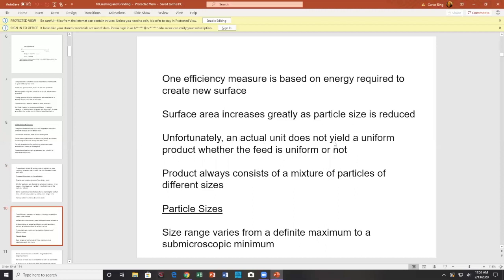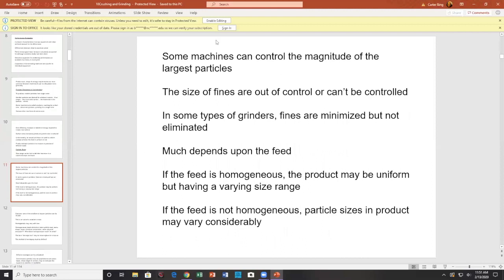The actual unit does not yield a uniform product, whether the feed is uniform or not. Usually the product consists of a mixture of particles of different sizes. Size range varies from a definite maximum to a sub-micron, microscopic minimum. Some machines can control the magnitude of the largest particles. However, as we'll see a little later, the size of the fines is out of control. The common statement is that fines are out of control.